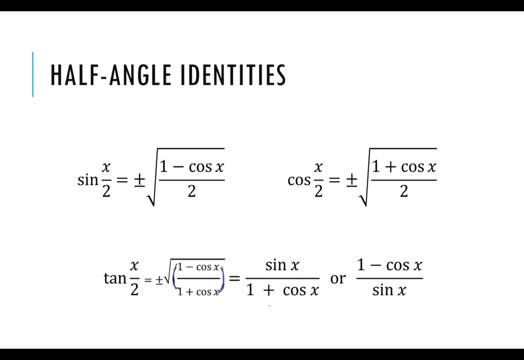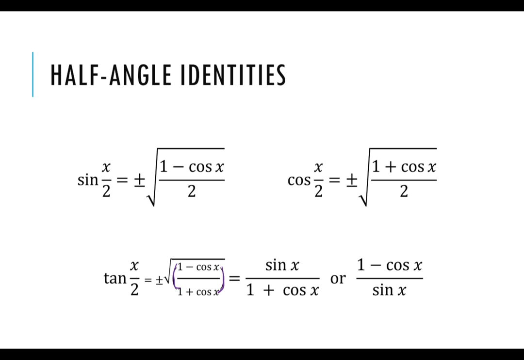And there are some alternative ways to write that. That's the same thing as sine of x divided by 1 plus cosine of x, or 1 minus cosine of x divided by sine of x, via some other identities. Now, how do we know if it's plus or minus?